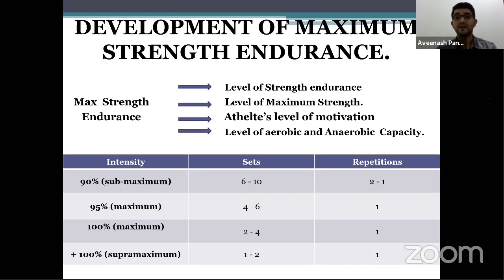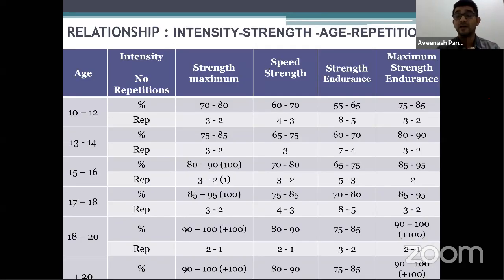And in terms of strength endurance, you want to have that last finish, for example, 6 to 10 reps, 2 to 1 repetitions. And there again, your level of strength endurance, level of maximum strength, the athlete's level of motivation, okay, and also the level of aerobic to anaerobic capacity. This is key. Here I put up intensity, age, strength and repetitions. This is a bit of long-term athlete development.